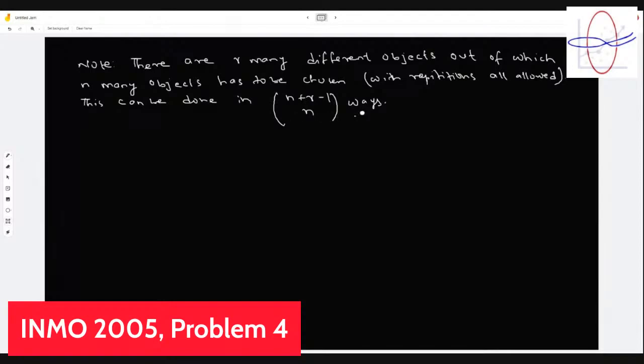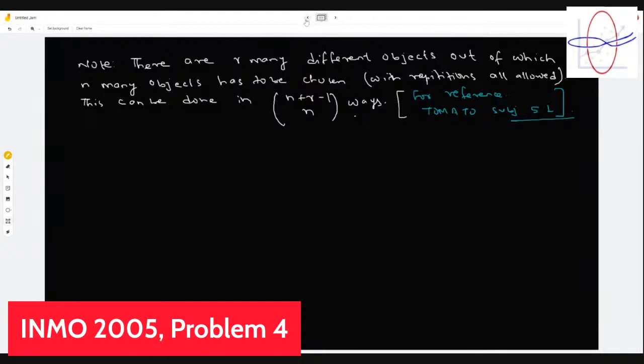Now this concept has previously been discussed. For reference, see the Tomato subjective problem number 51 in the description. There we have discussed how this thing comes. So the link is in the description. Now I'm going to use this concept here.